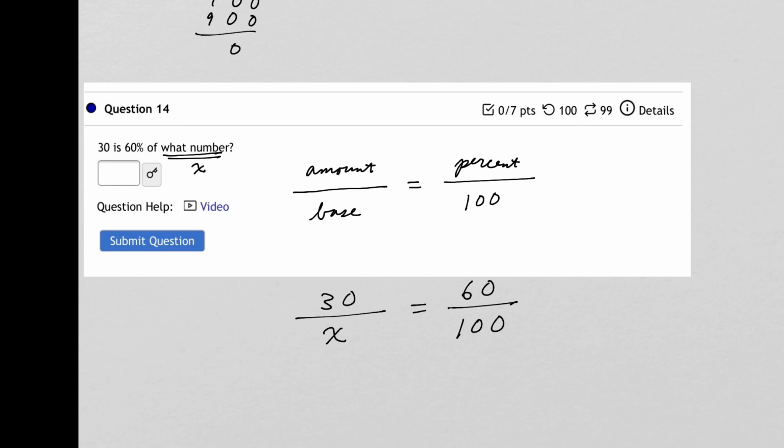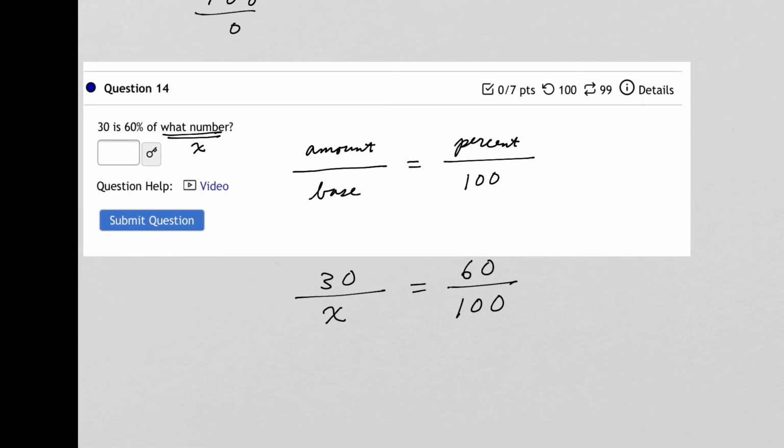Now I need to solve this. I can use cross multiplication, although I could simplify this a little bit first, right? 60 over 100, I guess 20 goes into both of those. So you could write this as 3/5. So now if I use cross multiplication, I have 30 times 5. I'm running out of room here. I'll write it over here, which is 150, right? Equals 3 times x. Bottom left times upper right, so 3x.